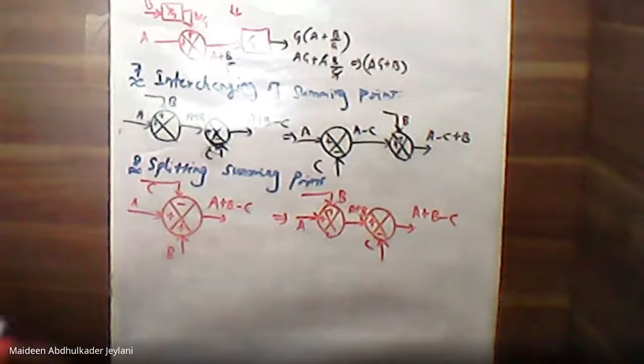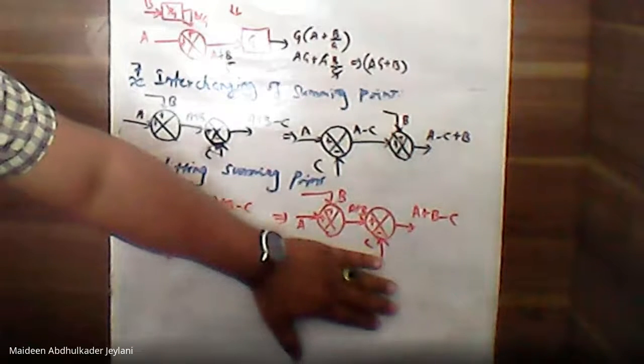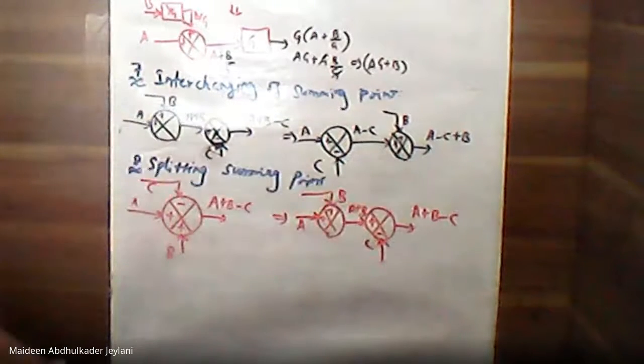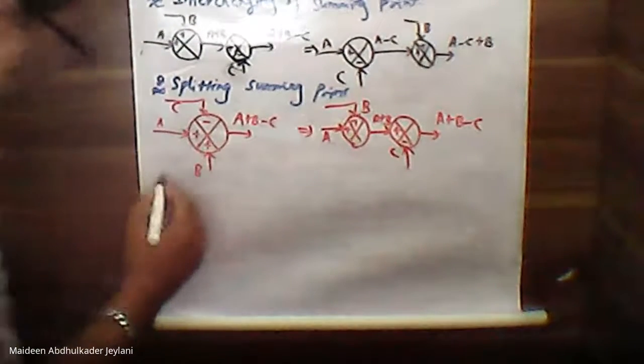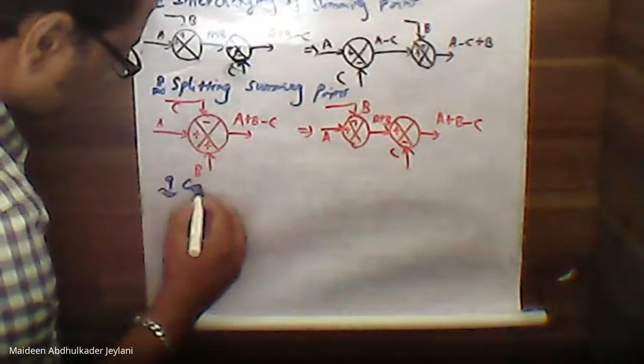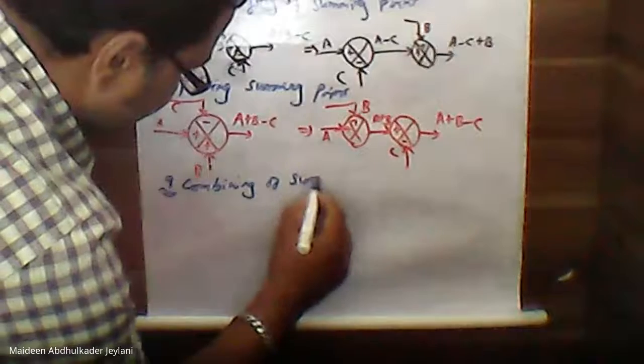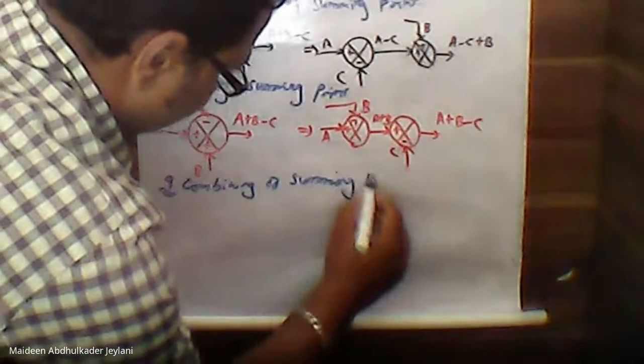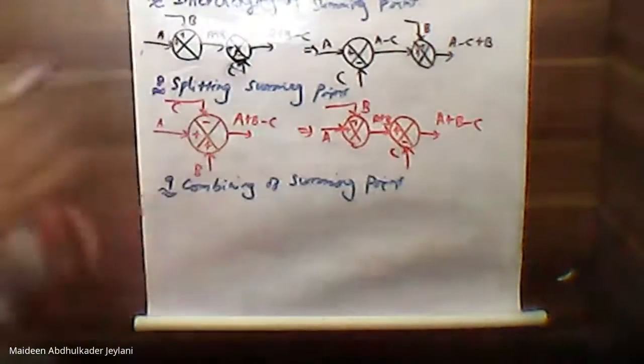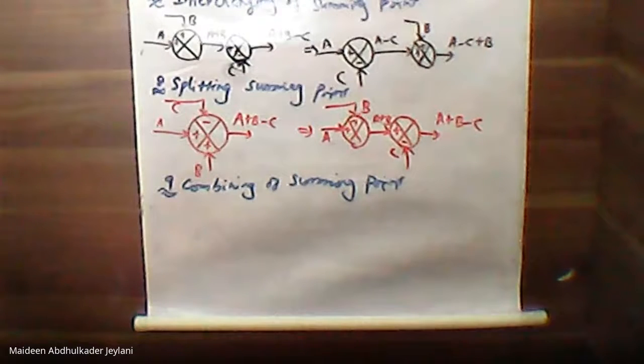Okay, and rule number 9 is the combining of 2 summing points. So consider you have 2 separate summing points. We are going to combine these 2 into a single summing point. Okay, for that what we need to do? Rule number 9, combining the 2 summing points.